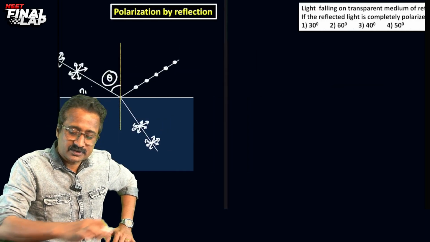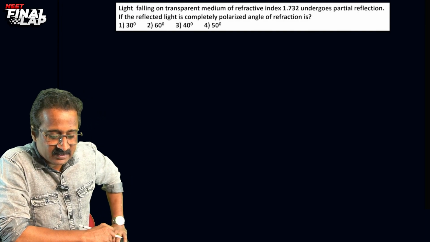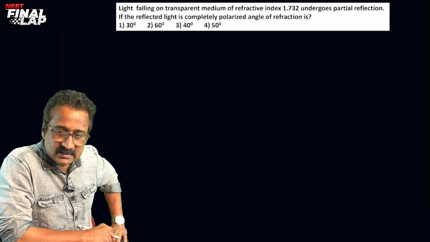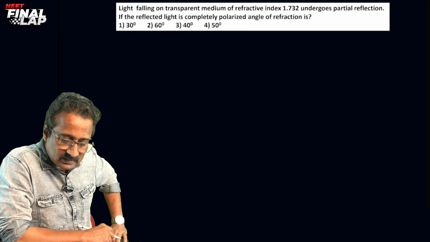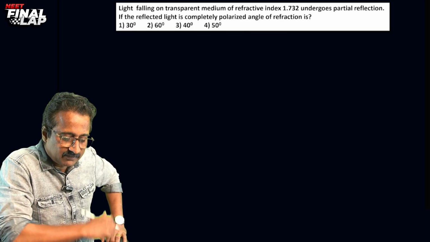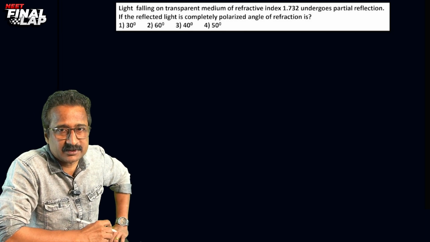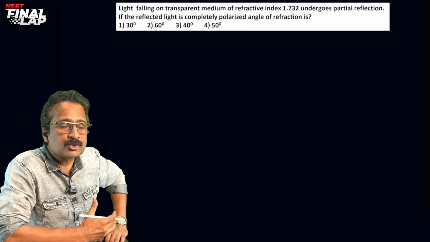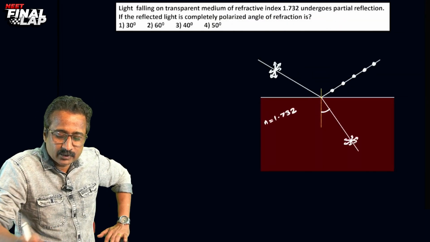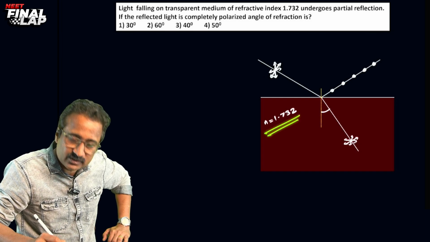Let's have one question based on Brewster's law. Light falling on a transparent medium of refractive index 1.732 undergoes partial reflection. If the reflected light is completely polarized, then what is the angle of refraction? So this is about polarization by reflection. Incident light is falling on a certain denser medium having a refractive index of 1.732.